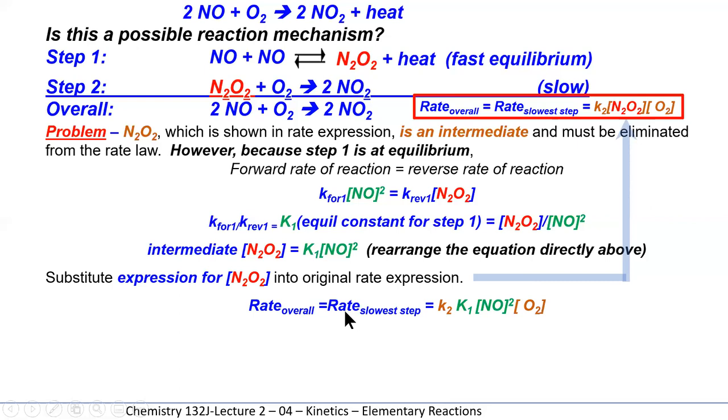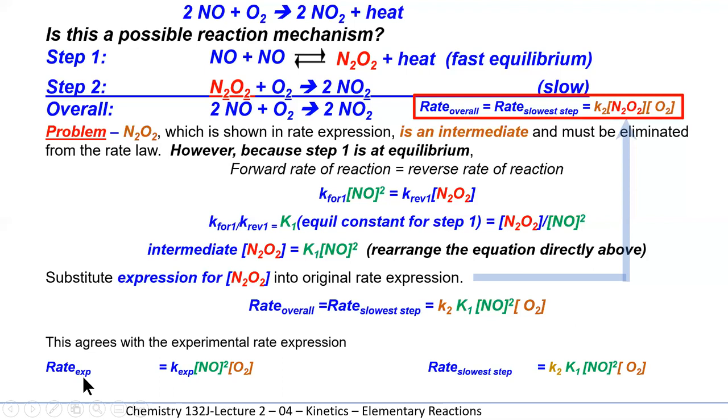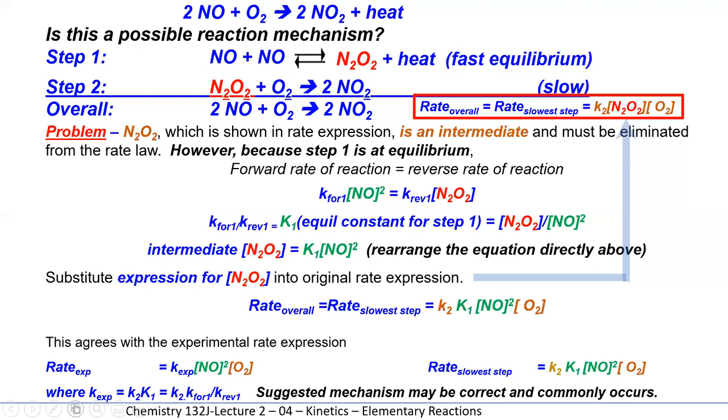So this agrees with the experimental rate expression. So we can see again that here is the reaction, and we now have a rate expression that does not use an intermediate. So the rate of this particular experimental equation is equal to K times the concentration of NO squared times O2, and the rate of the slowest step is, again, here's the slowest step here, K2 times K1 times the concentration of NO squared times O2. Right, and here it is. So the K experimental is really K2 times K1, K for the forward reaction and K for the reverse reaction of the first reaction.